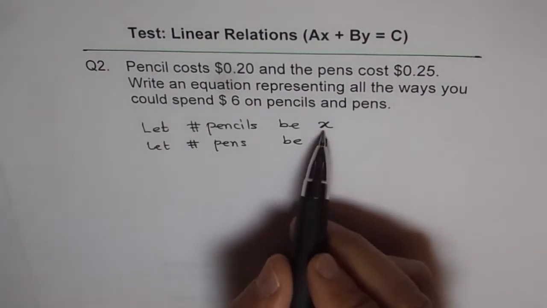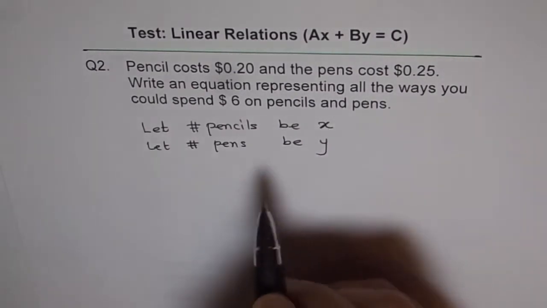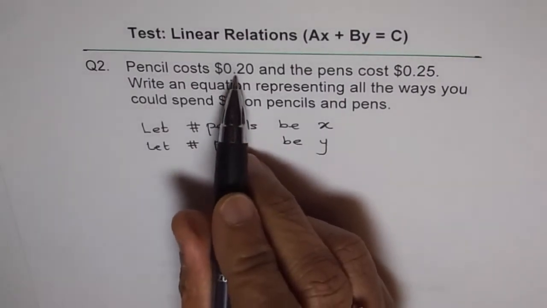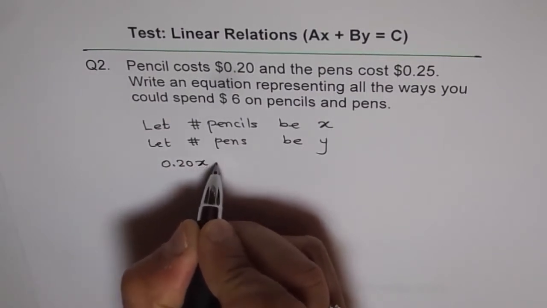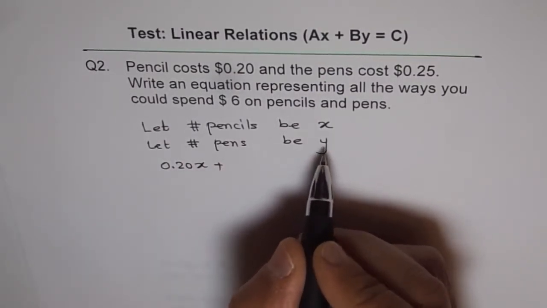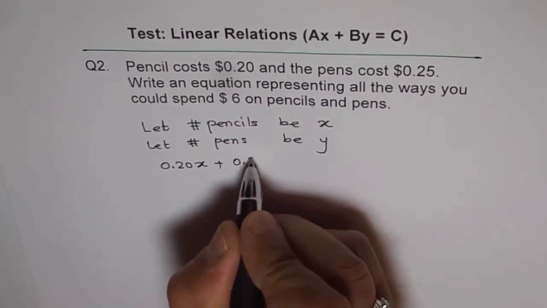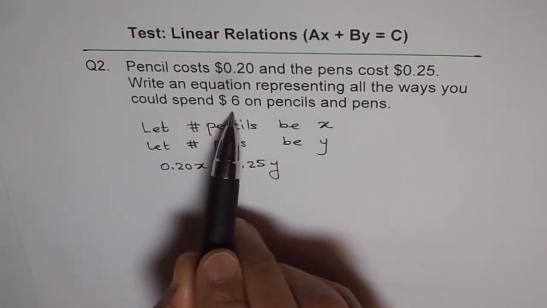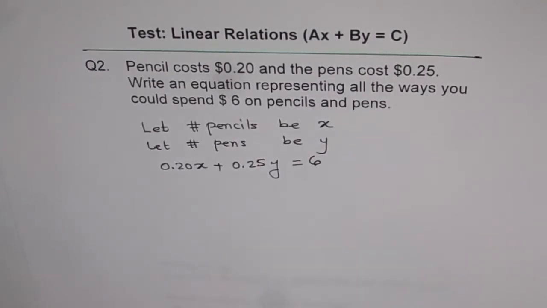Now each pencil costs 20 cents and each pen costs 25 cents. So if we have x pencils, they will cost us 20 cents times x, so our cost will be 0.20 times x. Similarly, y pens will cost 25 cents times y, or 0.25y. And how much money do we have to spend? $6. So that should be equal to 6. So that is our equation, right?